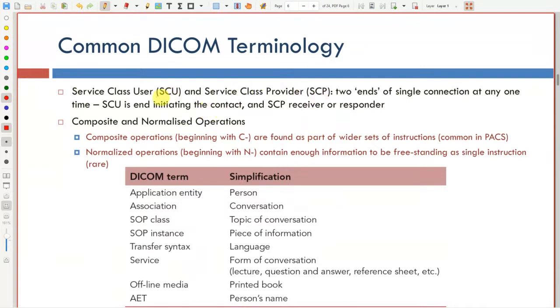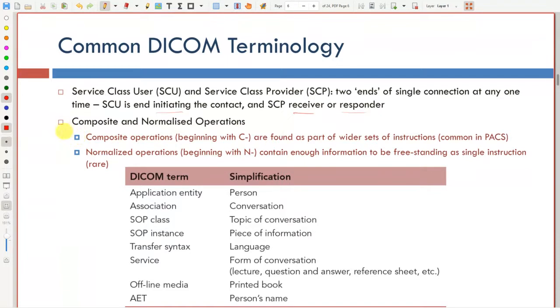So the service class user (SCU) and the service class provider (SCP) are the two ends of a single connection at any one time. Any connection has to have one SCU and one SCP. You cannot have a communication that doesn't have these. One has to be asking for something and one has to be providing it. The SCU is the end initiating the contact, the one that requests the service, and the SCP is the receiver or responder of that request.